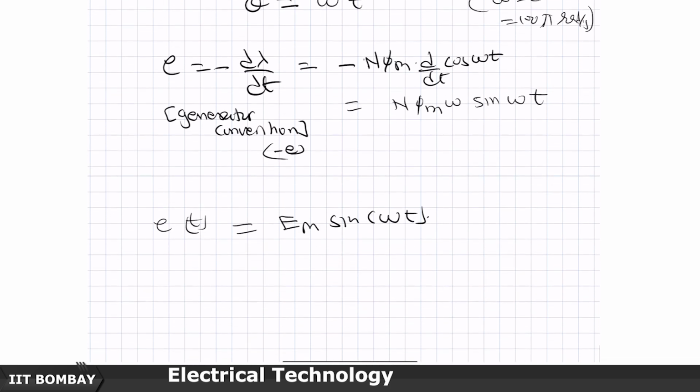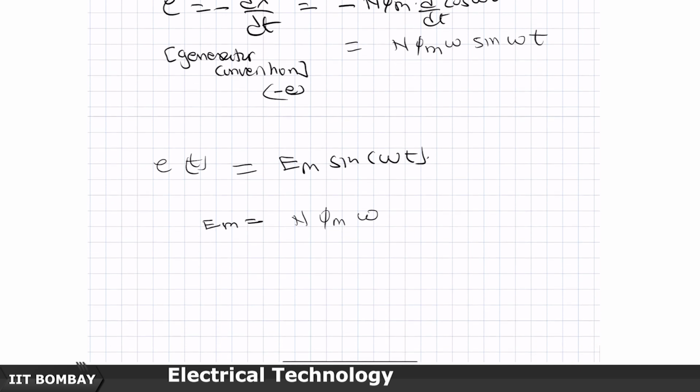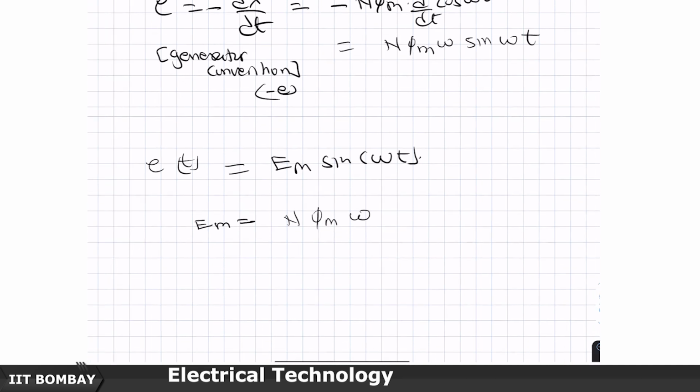Now, what is this Em? Em is n phi m omega. So, clearly proportional to omega.